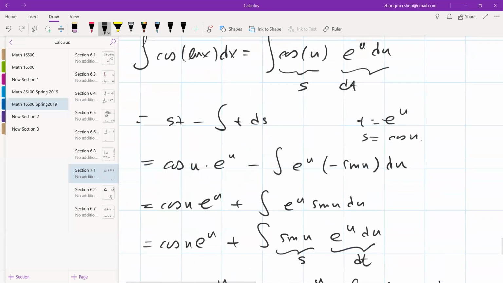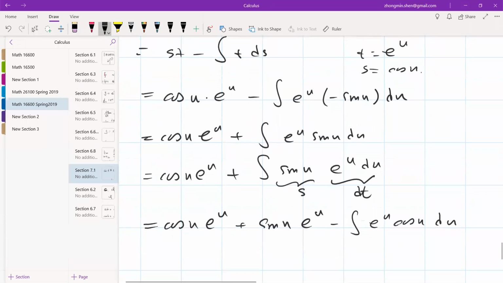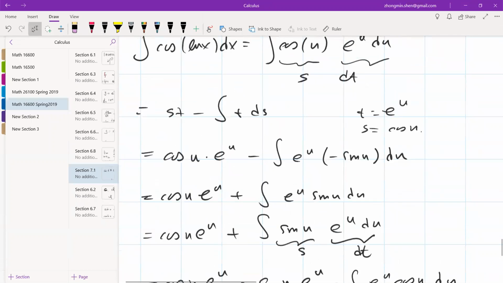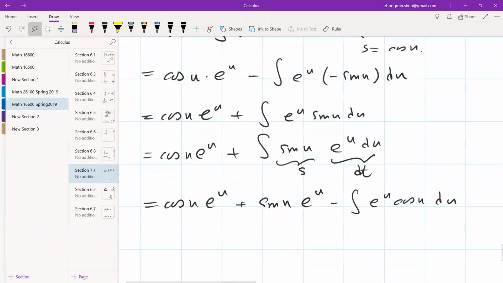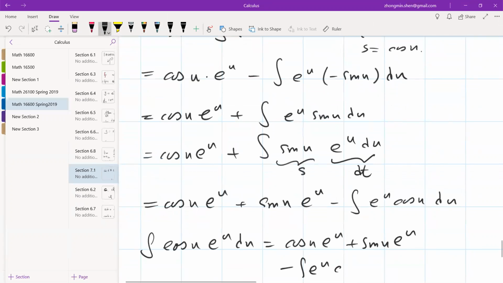Okay. So we begin with the integral of cosine u, right? The integral of cosine u equals the integral of cosine u times e to the u du, which equals cosine u e to the u, sine u e to the u, minus e to the u cosine u du. And clearly, this is the same integral, right?